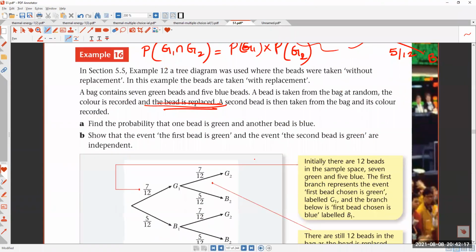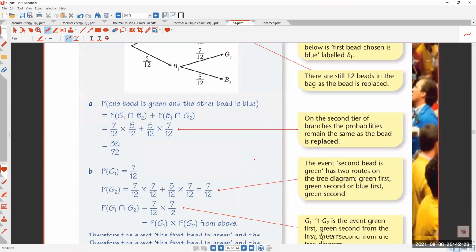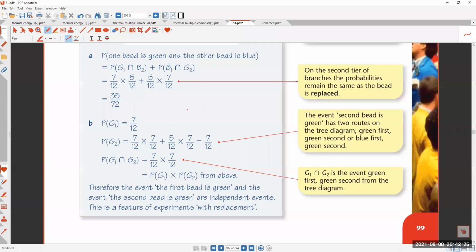Now I don't understand how to find the common for the second one green. How do we find the common for the second one green? It is not part B. They say PG1 is this, PG2 is this, correct? So G1 by G2 is 7 by 12 into 7 by 12, G1 multiplied by G2. So yes, PG1, therefore the event first bead is green.